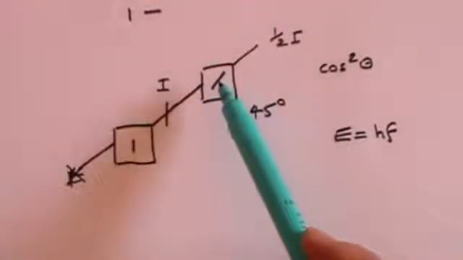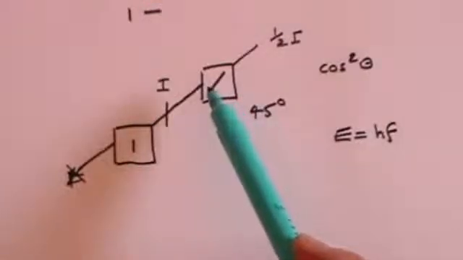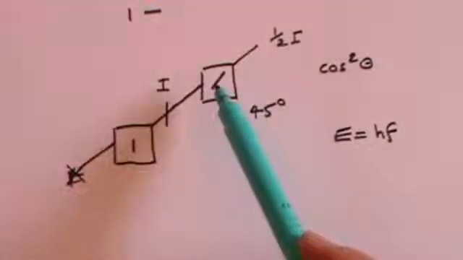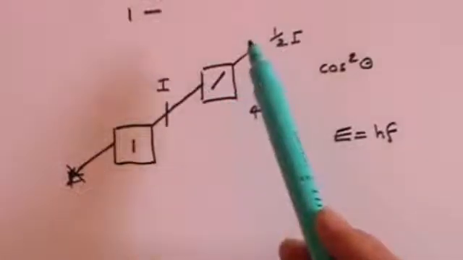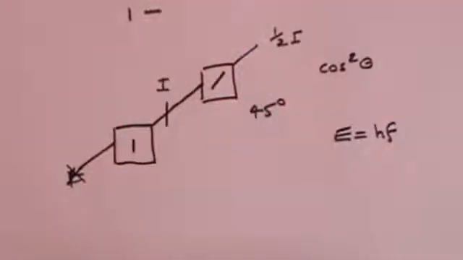When they get to this polarizer, half of them will go through and half of them won't. And there's absolutely no way of telling which half will and which half won't. You can only say that any photon arriving at that polarizer has a 50% chance of getting through. 50% of them will, 50% of them won't. And the only thing you can say about that is that that is weird.